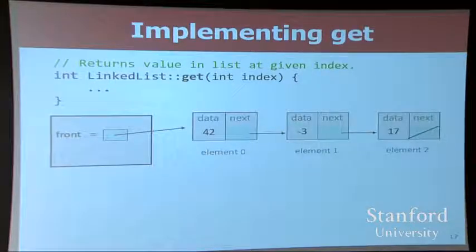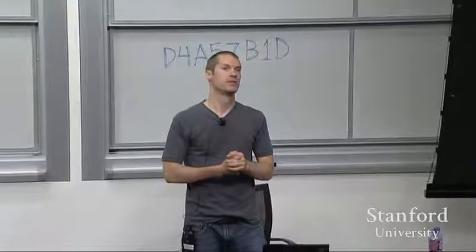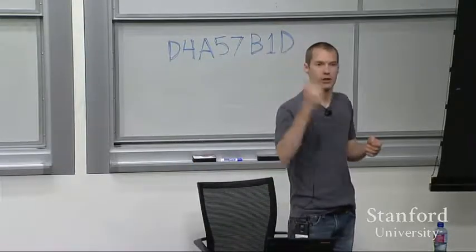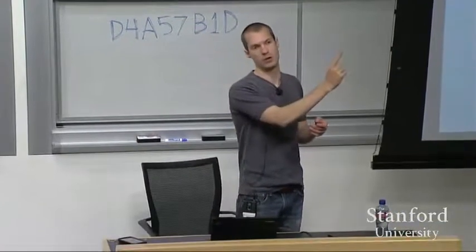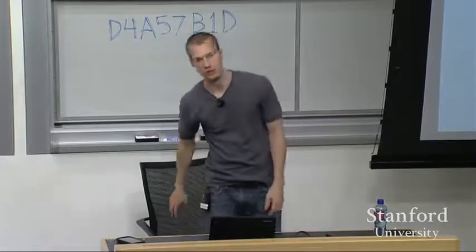Get. How do you do get? If I say get element 2, I can't use brackets to just jump there. Walk a specific number of times down the list and then get what the data is on that pointer? Yeah, that sounds great. Start at the front, do a for loop to walk forward, and then once we get to the right place, just return the data in the node that's at that place.